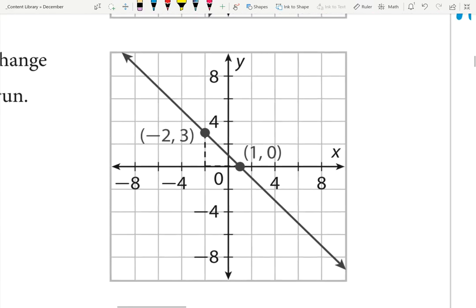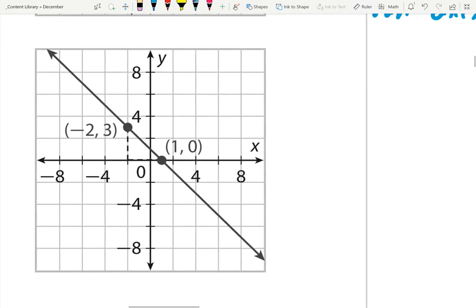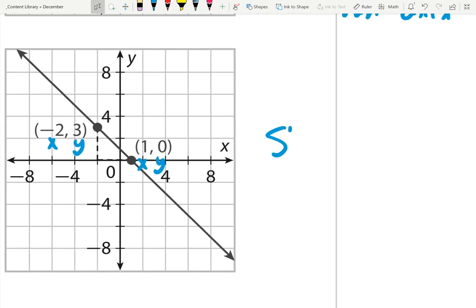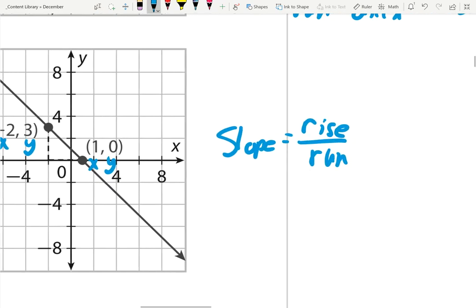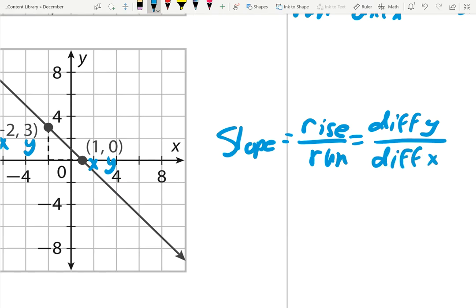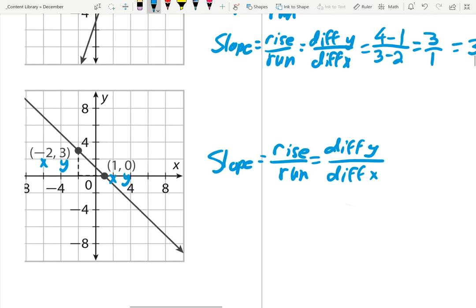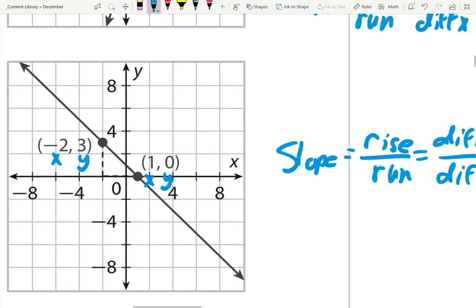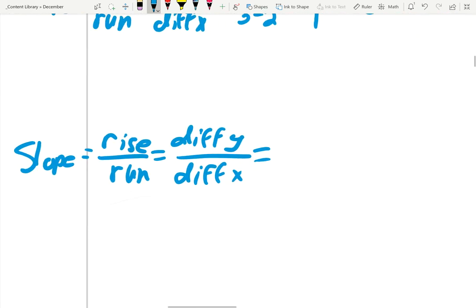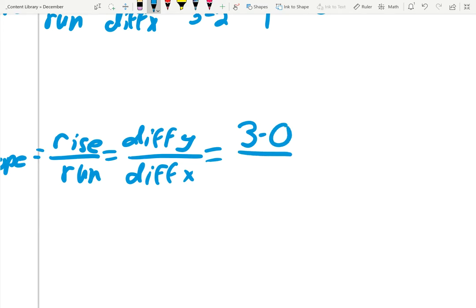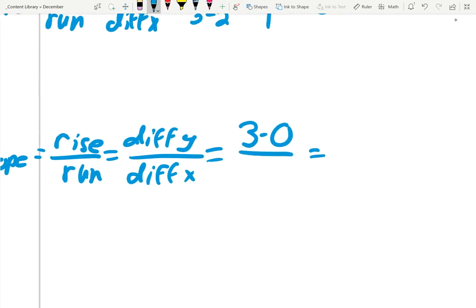So in this case, again, let's rely on our subtraction. Here's your xy, xy. So slope, remember, equals rise over run. Our rise is our difference in y, and our run is our difference in x. So difference in y comes first. Difference in y goes on top. So our y values, we have 3 and 0. So we're subtracting these. 3 minus 0, for our y values, comes out to being 3.